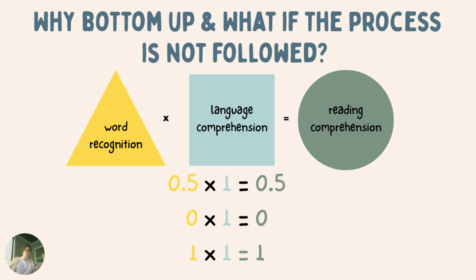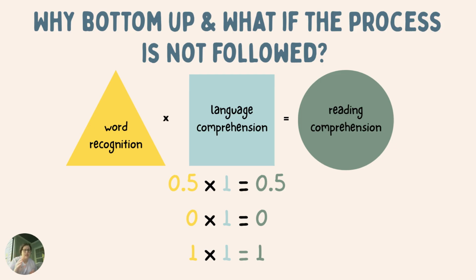So, why the bottom-up theory? What if it's not followed? For example, I am showing the framework of the simple view of reading. As you can see, let me see, is there a pointer tool? Darn. Okay, there's not a pointer tool, but if you can see my mouse, it would be really cool, but I don't think you can.